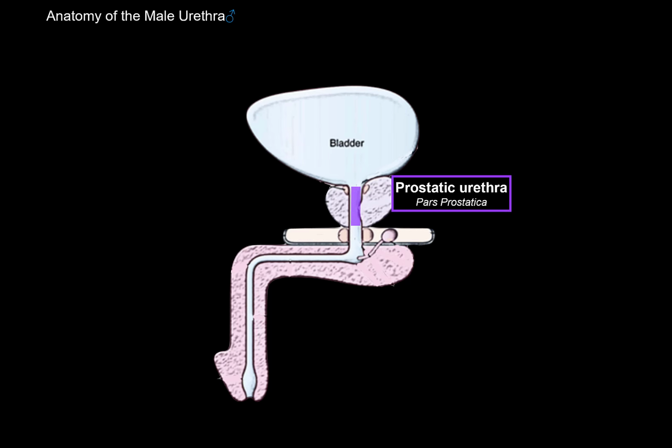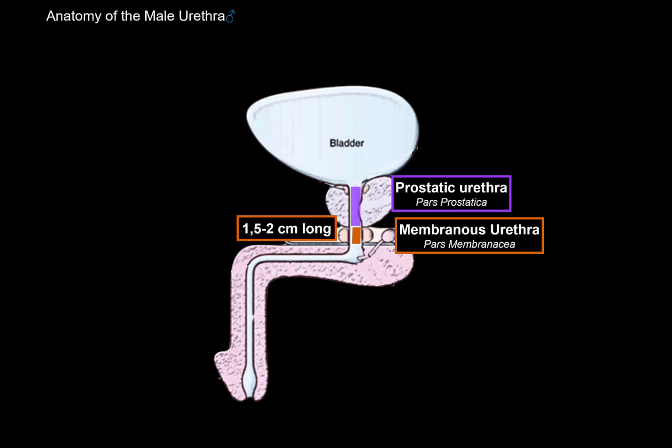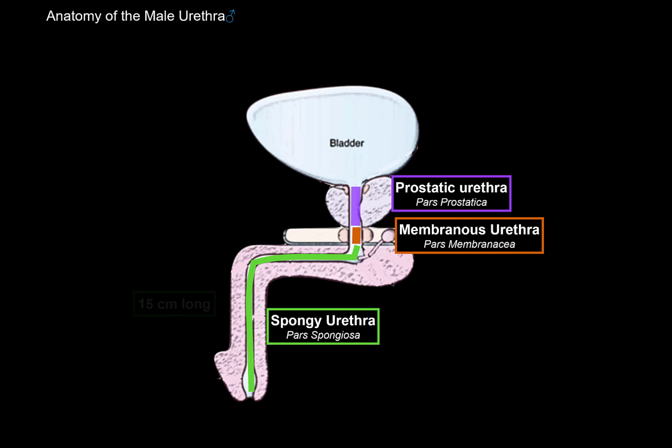The part inside the prostate is called the prostatic urethra, and it's about 3 centimeters long. The part inside the perineum is called the membranous urethra, which is roughly 1.5 to 2 centimeters long. And then we've got the spongy urethra, which is about 15 centimeters long, lying between the spongy parts of the penis. Let's now go through each of these parts, and we will start with the prostatic urethra.